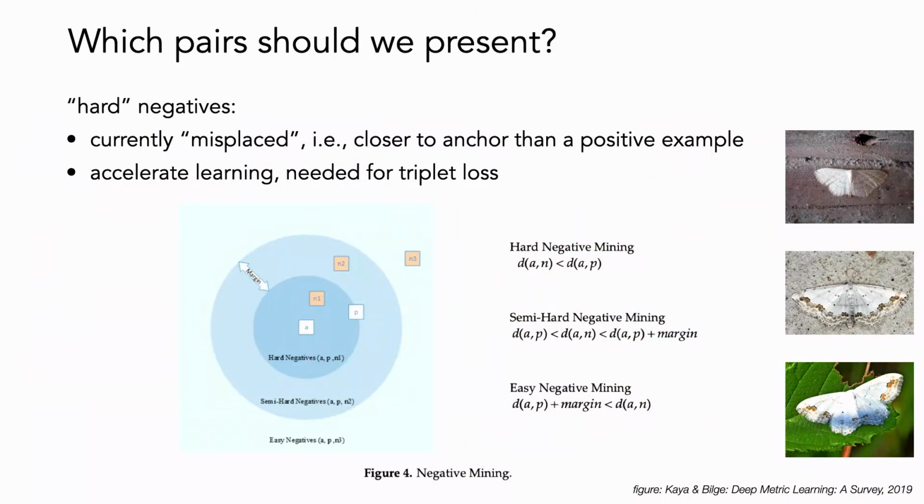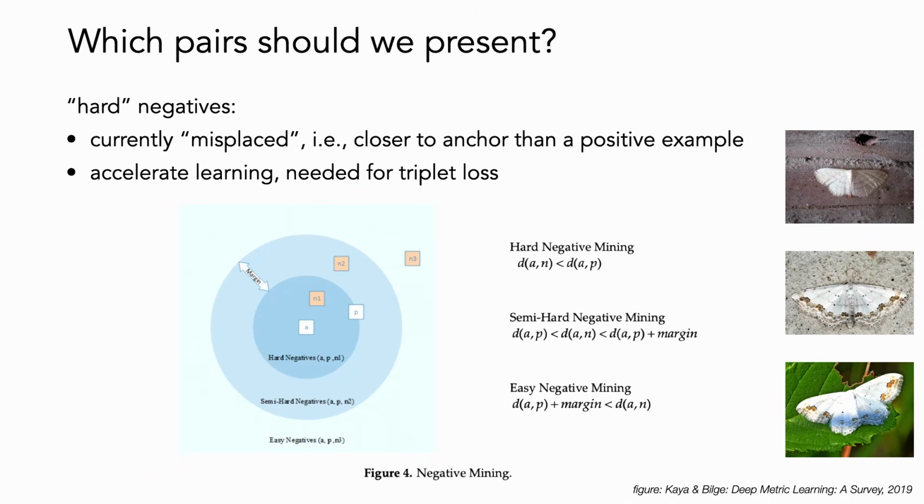So how do we actually make sure that we're showing these hard images to the model so that we get training signal? We need to find hard negatives. This type of hard negative mining will often look for misplaced negatives. So we need to find things that have been put closer to the anchor than a positive example. Being able to do this hard negative mining helps us accelerate our learning. The more we can find the hard things, the more quickly we train.